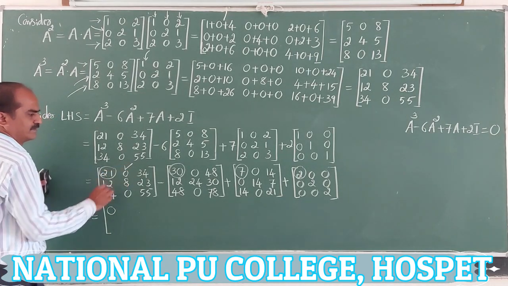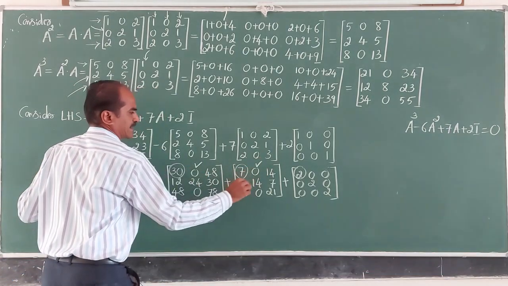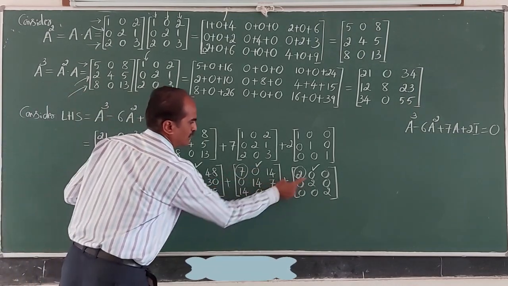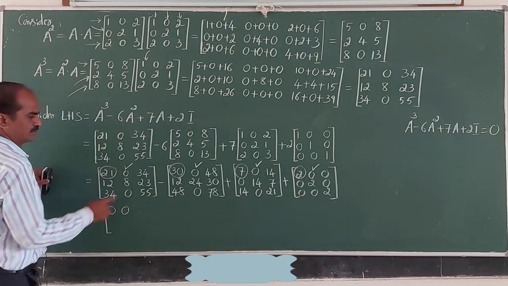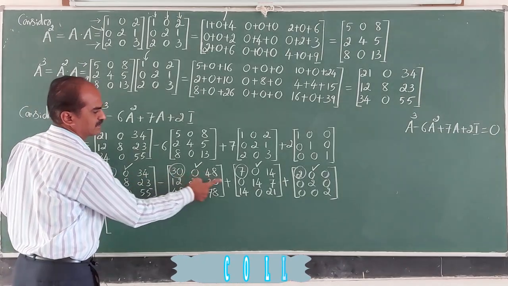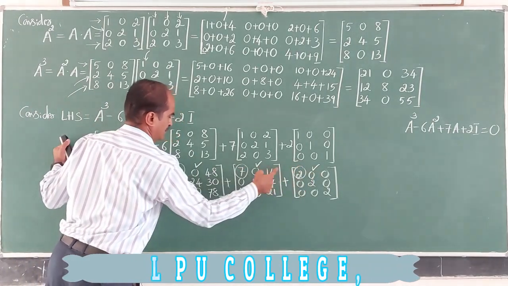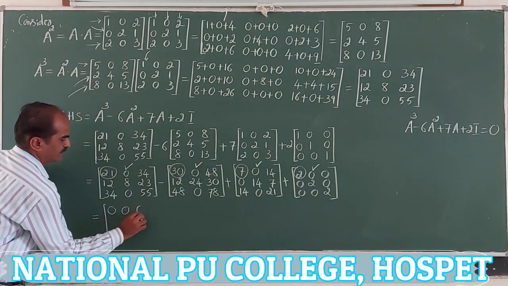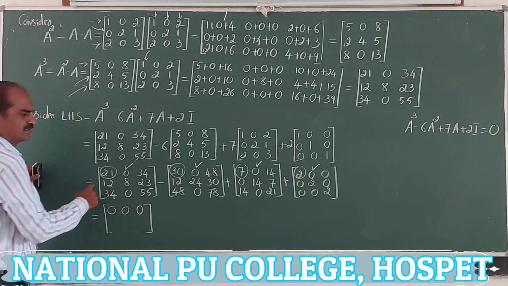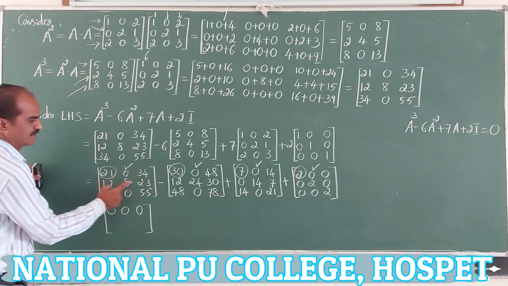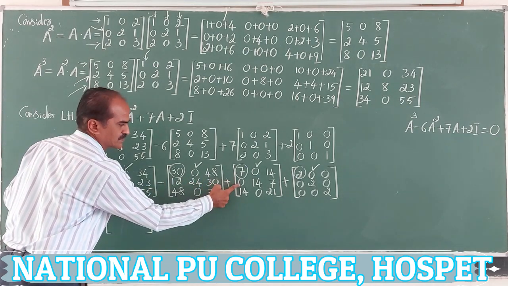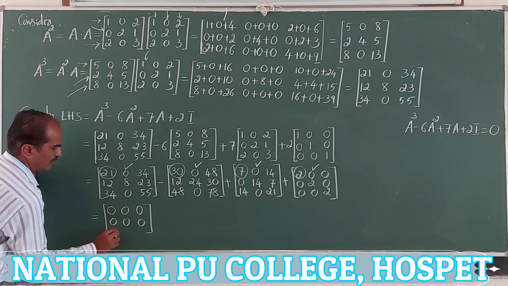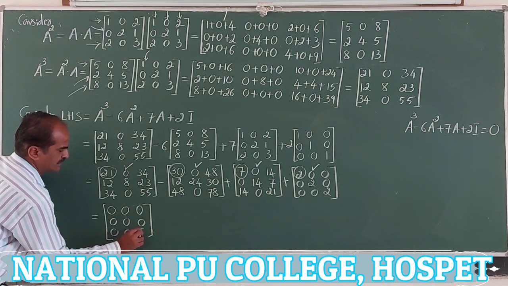Similarly, take first row, second column element. 0 minus 0 plus 0 plus 0, 0. 34 minus 48 plus 14 plus 0. It is 14 plus 34, 48, 48 minus 48, 0. Similarly, you operate rest of the elements like 12 minus 12, 0, 0 plus 0, 0, 0 plus 0, 0. Like this, if we continue, all the elements of the matrix will end up with 0.